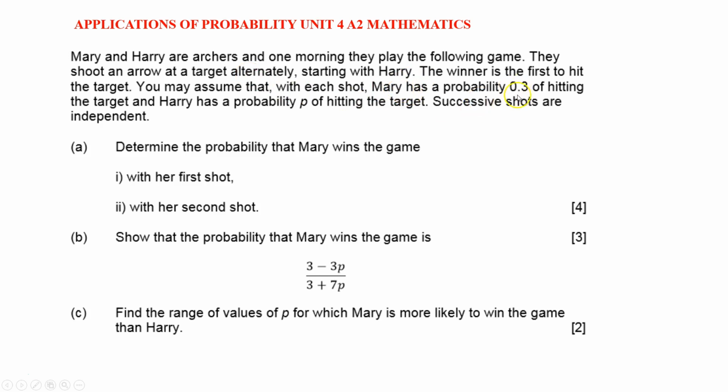Mary has a probability of 0.3 of hitting the target, while Harry has a probability of p of hitting the target. What is important here is that successive shots are independent of each other. First, we need the probability that Mary wins the game with her first shot and then her second shot.